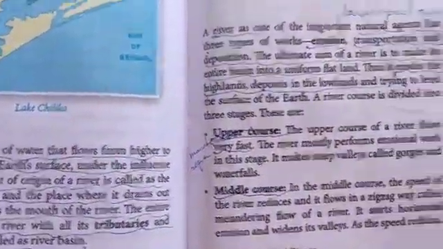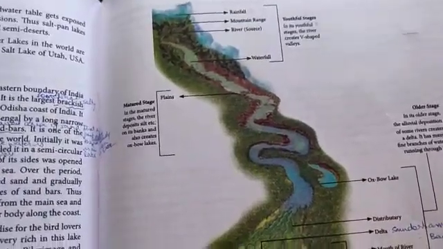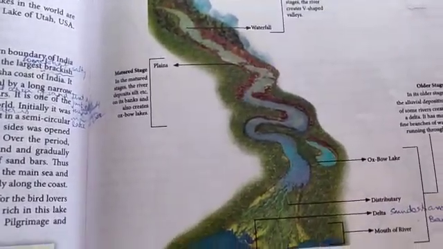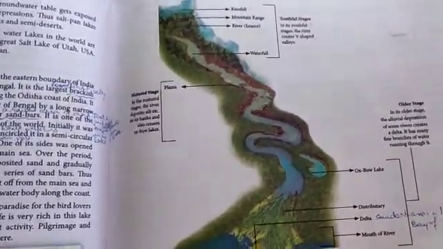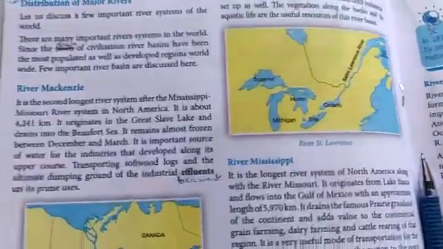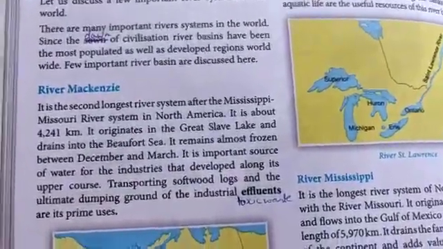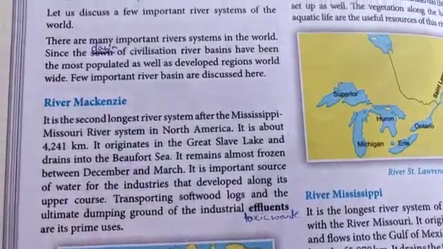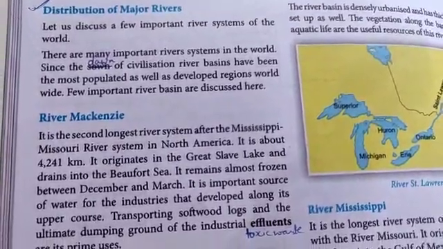Now in the previous class we learnt about what rivers are and their three courses, the upper course, the middle course and the lower course. The diagram given on page number 39 has defined it very well. You need to learn it. In the previous class also I told you to please keep this picture in mind, so it will become very easy for you to understand everything. Now let us see the distribution of major rivers of the world.